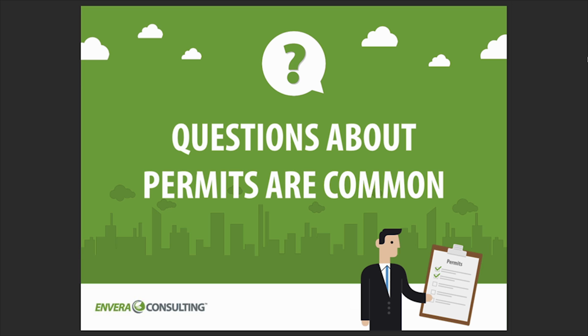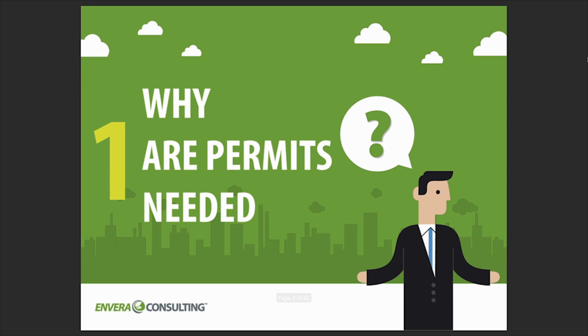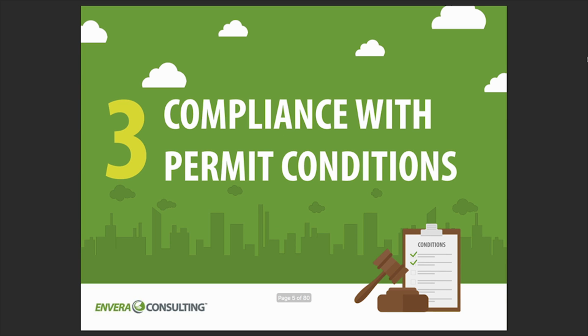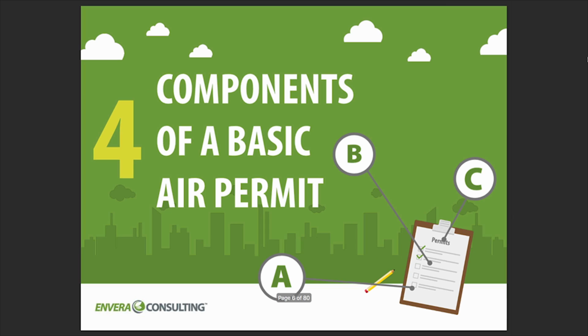So let's take a look at this. In this seminar, we're going to talk about four things. Number one, we're going to talk about why permits are needed. Number two, we're going to talk about a few general types of air permits. Number three, we're going to talk about the importance of complying with the permit conditions as noted on the face of your permit. And number four, we're going to talk about the basic components of a complete permit application.